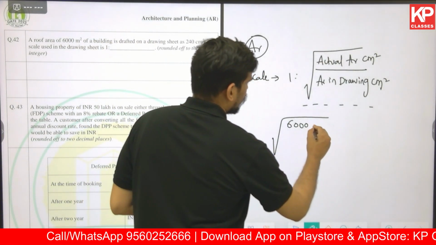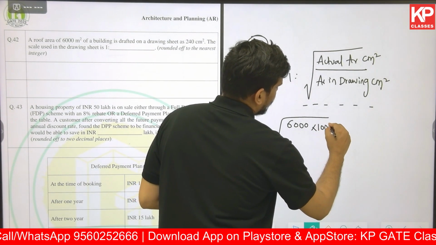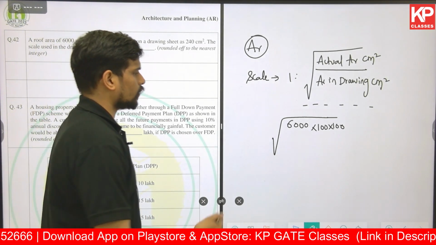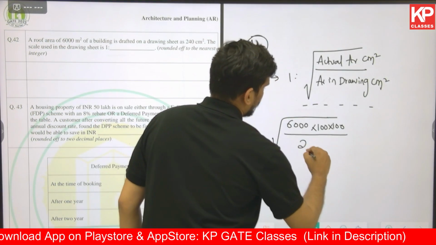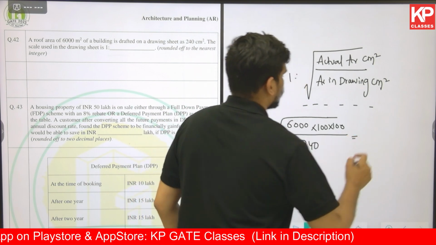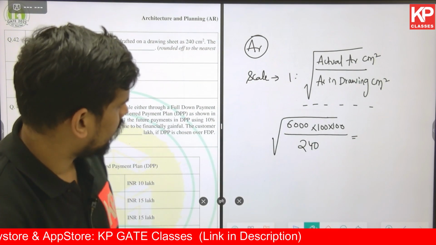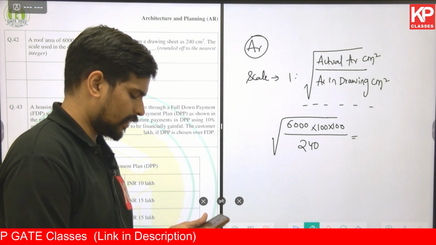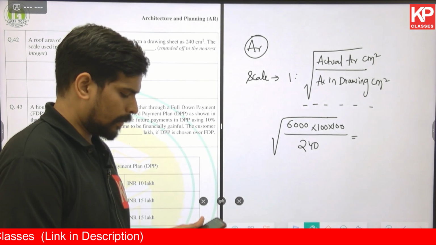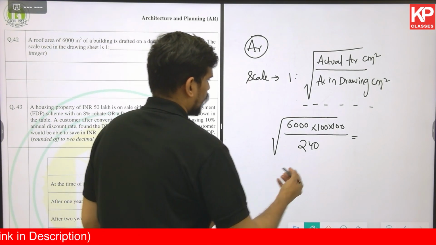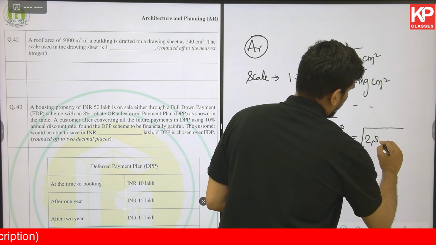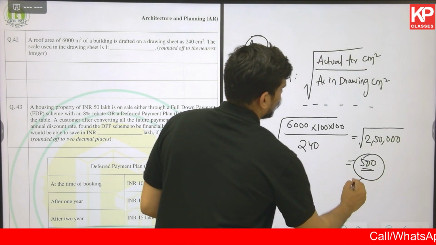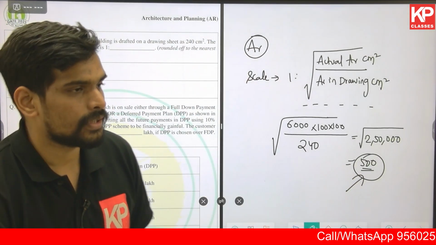If I want to convert this square meter into centimeter, it will be into 100 into 100 because it is square meter. Every meter you need to convert into centimeter. So into 100 divided by 240, that will be the formula. So it's 6000 into 100 into 100, divide that by 240, you'll get 2,50,000. So this is coming out to be square root of 2,50,000, which for sure is 500 again. So 1:500 again is the answer, even if you use this formula.